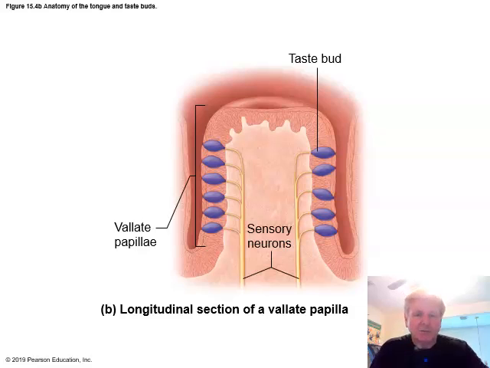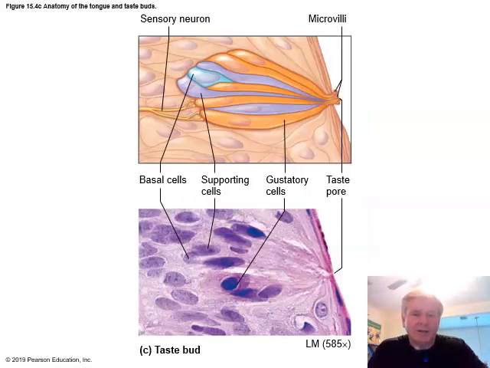So this is a longitudinal view of a vallate papilla, showing you where they're located on the lateral surface. That's where you see the taste buds of the papillae. These are the sensory neurons, and these would be the actual taste buds with the pores exiting the surface of the taste bud. Of course, these are scattered throughout the posterior side of the dorsal side of the tongue. And this is an actual picture of a taste bud with the supportive cells and stem cells and taste pores at the tip.